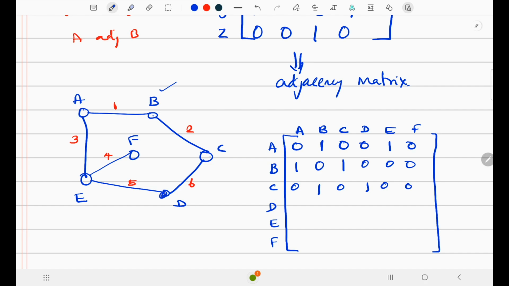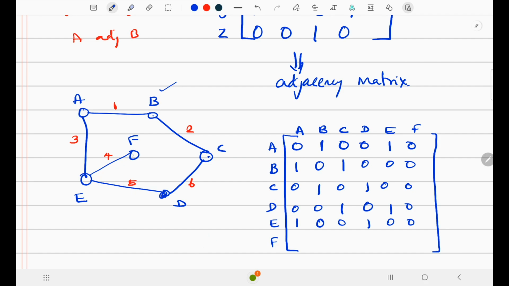D has a direct link with C and E. The rest, D has no direct path or direct link. And then E has a link with the D and the A. E, A and the D, the rest is not having the link.